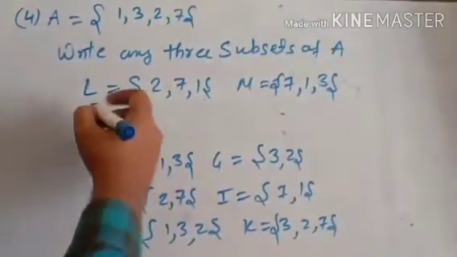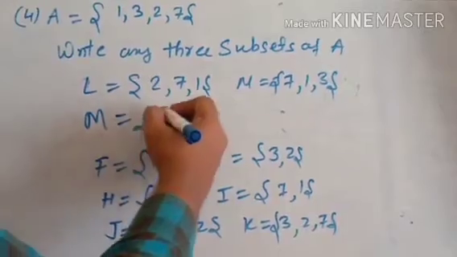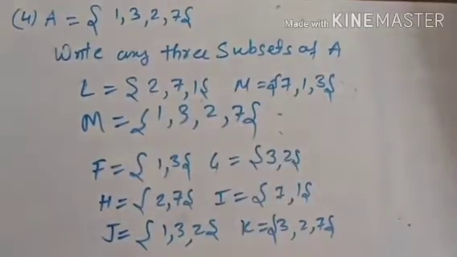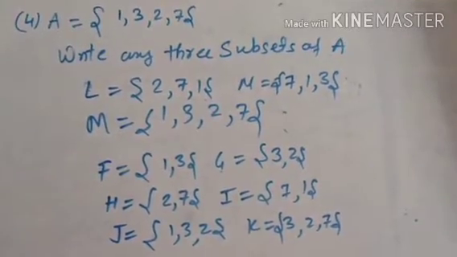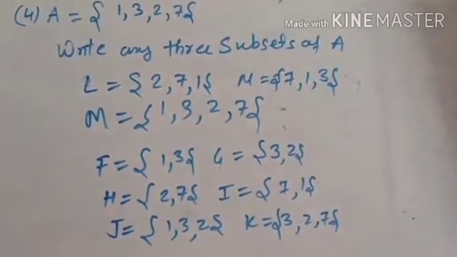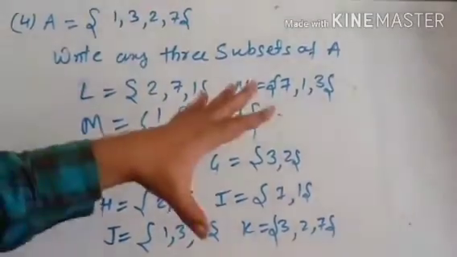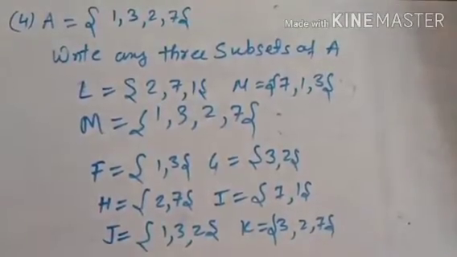Now we take all four numbers, {1, 3, 2, 7}. This is also a subset of A. So there are a lot of subsets of A. We write any three subsets from this. Take any three subsets and write them down in the exam.